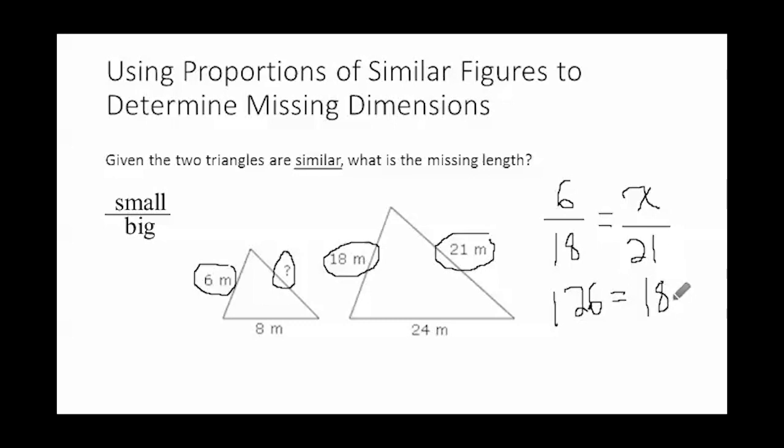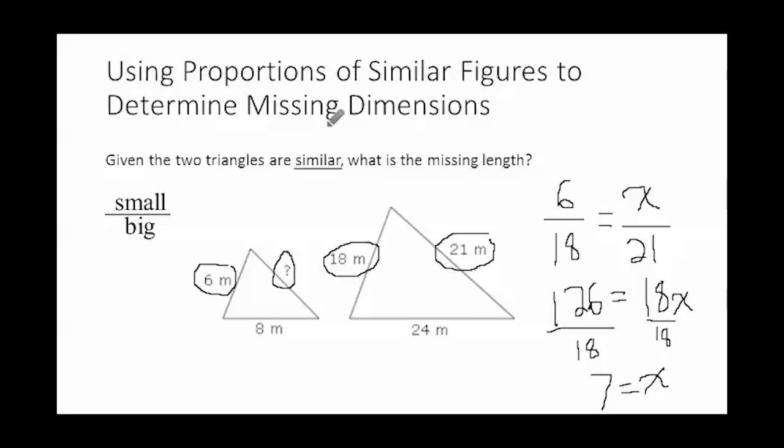Now I have a nice simple one-step equation. I can solve, divide both sides by 18. 126 divided by 18 will give me 7. So I know 7 equals x.